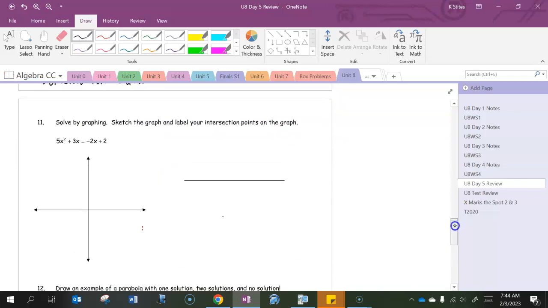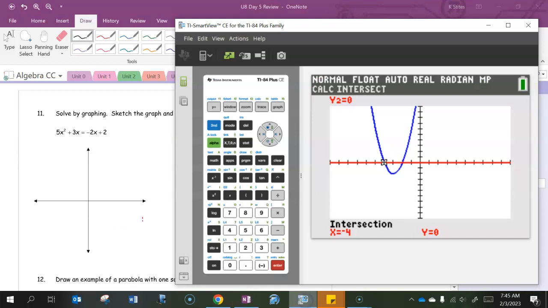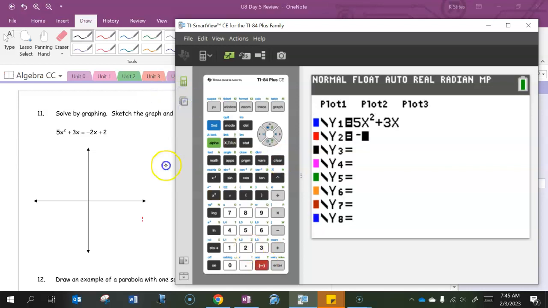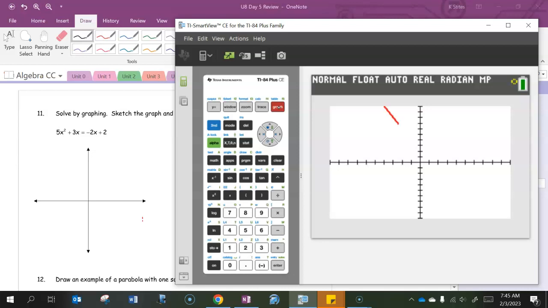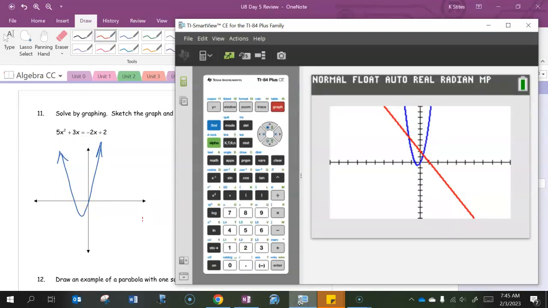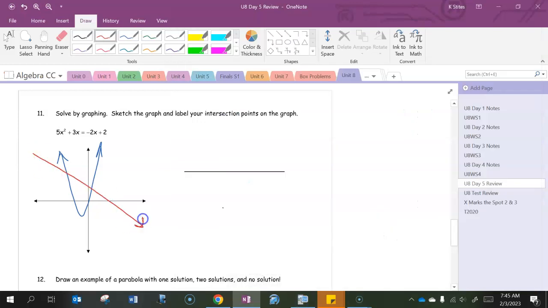All right, solve by graphing. Solve by graphing, well, we've got to graph that. So let's type it into our calculator. And notice I'm putting everything before the equal sign in y1 and everything after the equal sign in y2. And I'm just going to draw a picture. Got like a parabola and a line. Okay, and they hit in 2 places.